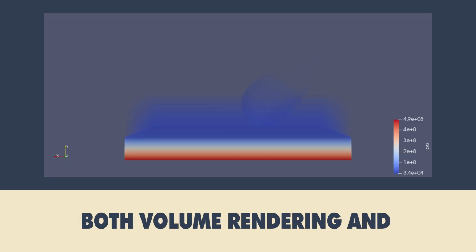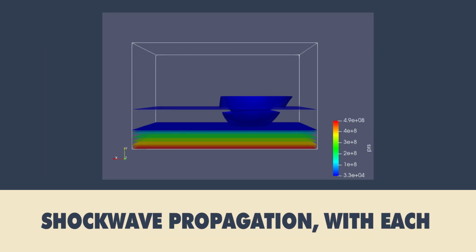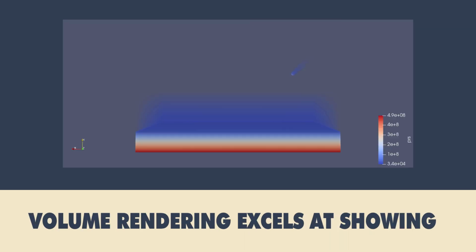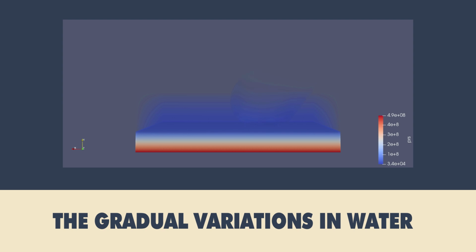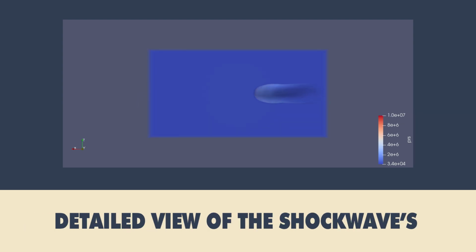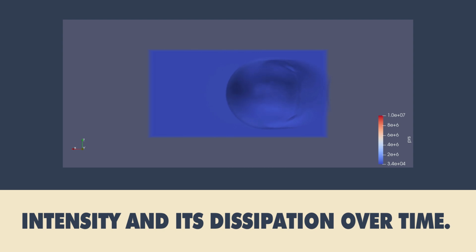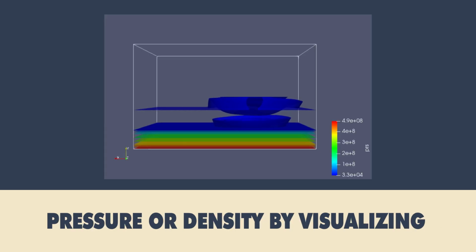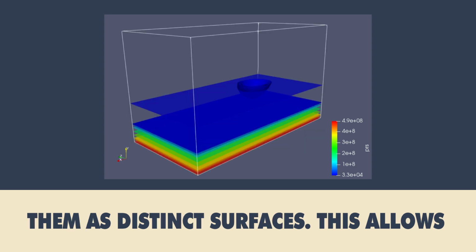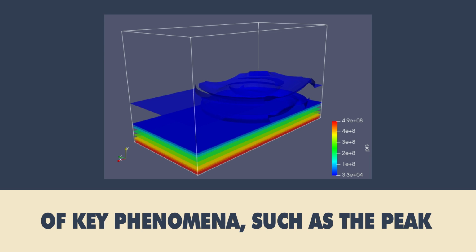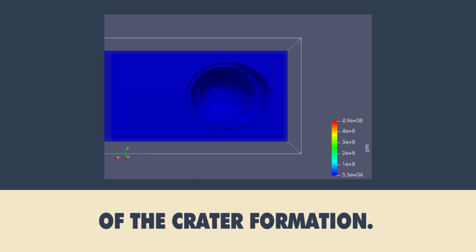Both volume rendering and isosurfaces were used to visualize shockwave propagation, with each technique highlighting different aspects of the data. Volume rendering excels at showing the gradual variations in water density and pressure throughout the region, offering a continuous and detailed view of the shockwave's intensity and its dissipation over time. Isosurfaces, on the other hand, highlight specific thresholds of pressure or density by visualizing them as distinct surfaces. This allows us to pinpoint and track the boundaries of key phenomena such as the peak pressure regions or progression of crater formation.